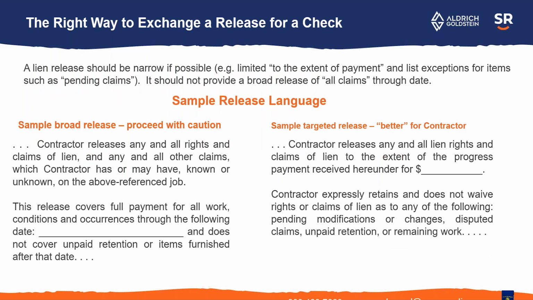On the left-hand side here, we've got a sample broad release, the type that I would say use caution. This is the type that an owner might be advised to try to get. And you'll see on the bottom there, it says this release covers full payment for all work, conditions, and occurrences through the following date. I don't recommend signing through a particular date, especially with the language releasing any and all other claims known and unknown on the above referenced job.